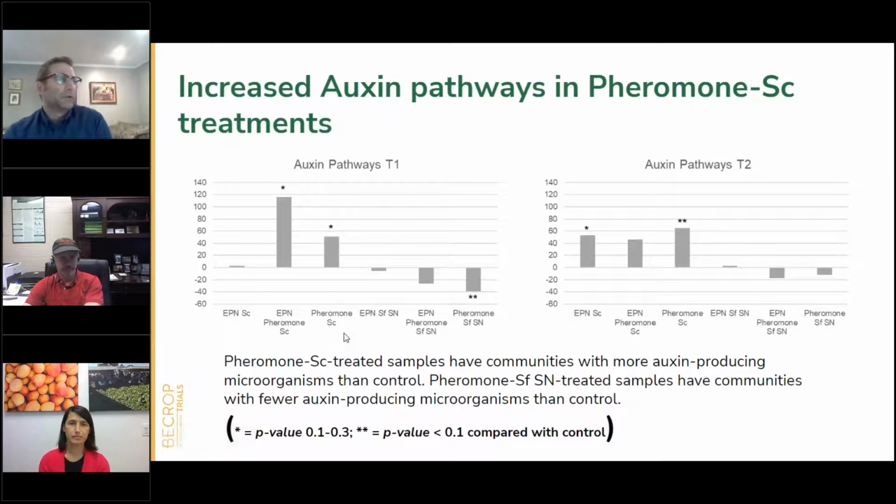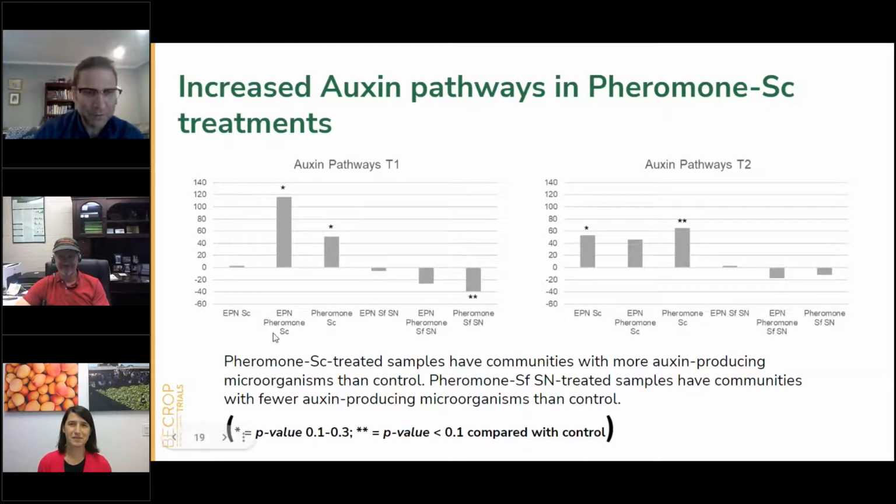We looked at other pathways as well. This is showing some of the phytohormone pathways. So in this case, we're looking at the auxin pathways for both time 1 and time 2. So this is 2 weeks and 4 weeks. And the thing that we saw is that for one of these, for the Carpocapsae, I'm going to keep on murdering that name.